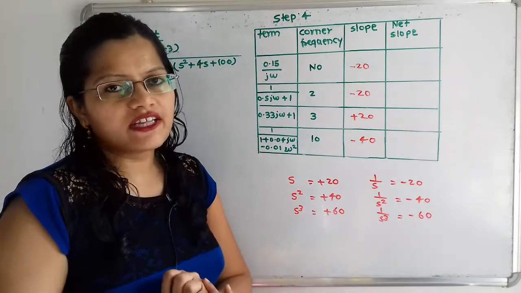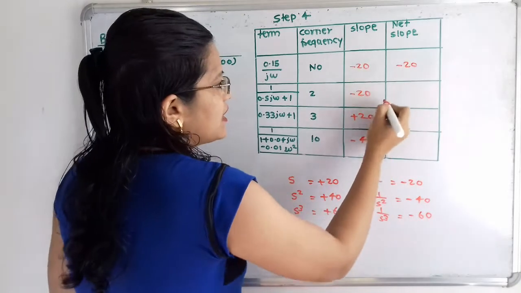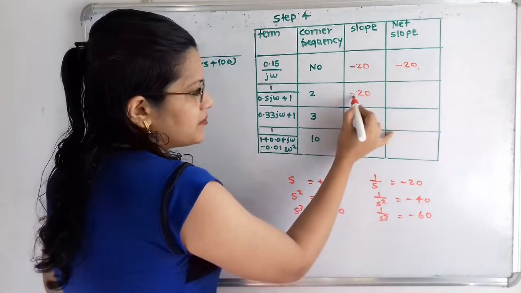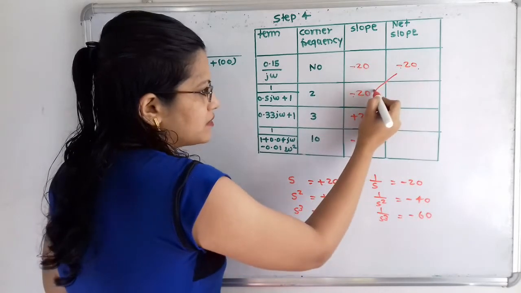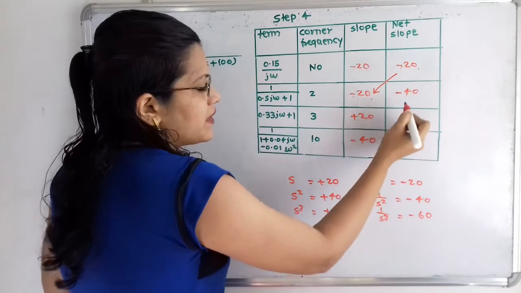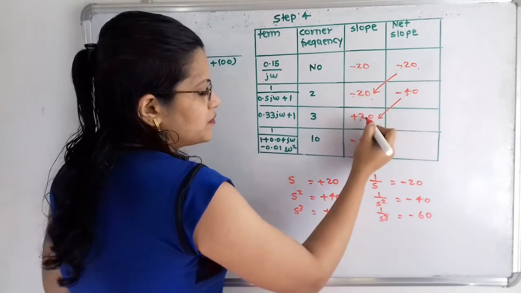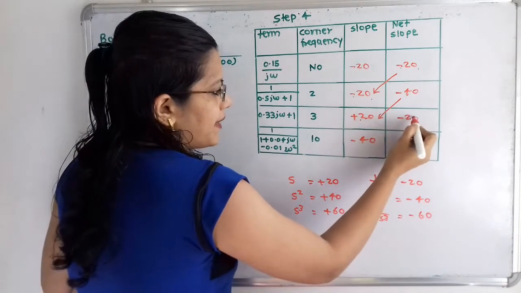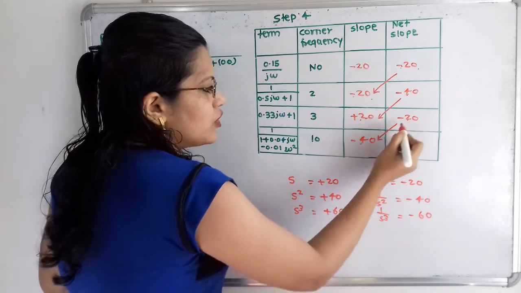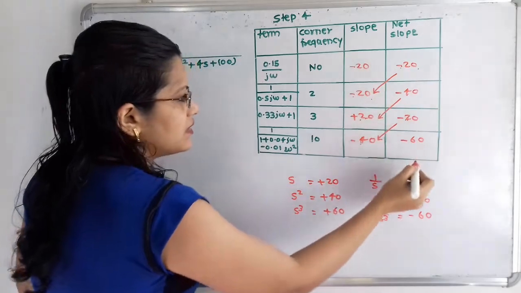Now we have to write the net slopes. We take the first slope, minus 20, as it is. Then the net slope is this minus 20 plus minus 20, so we add these two: minus 40. Then minus 40 plus 20, so we add these two: minus 20. And then minus 20 minus 40, so we add these two: minus 60. So these are the net slopes.